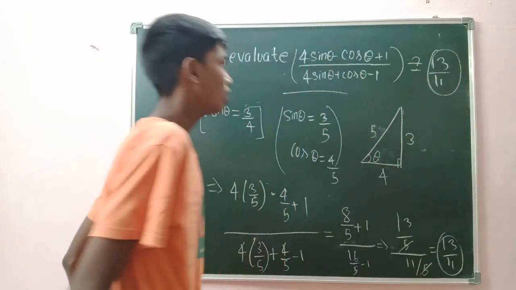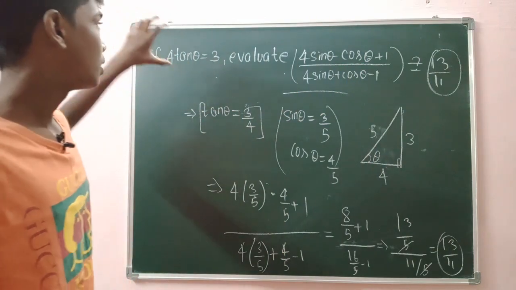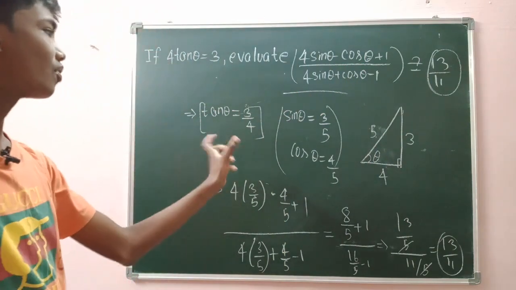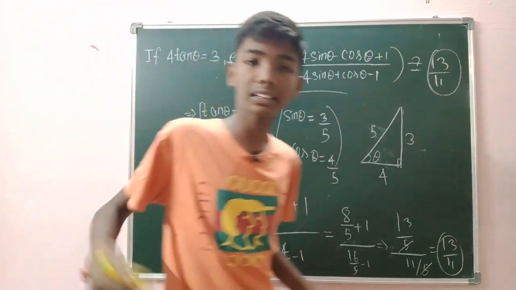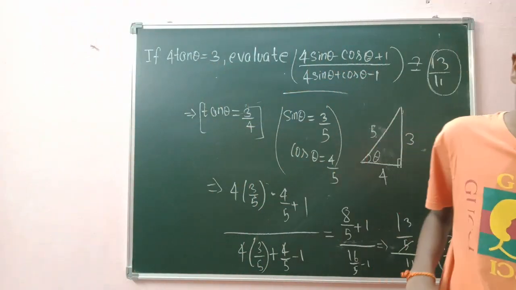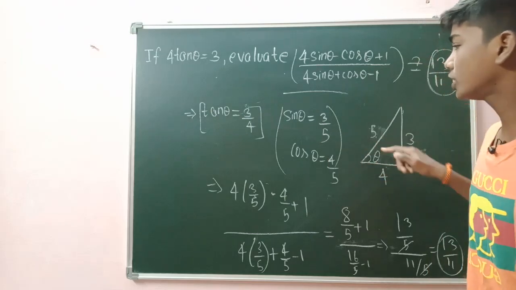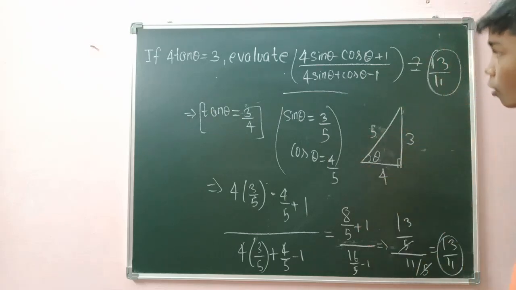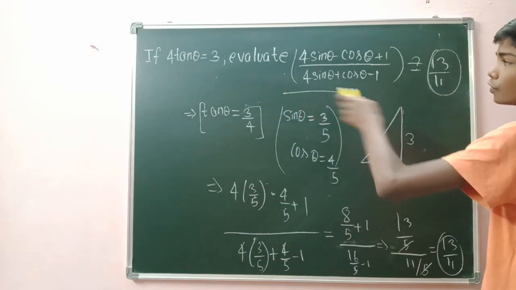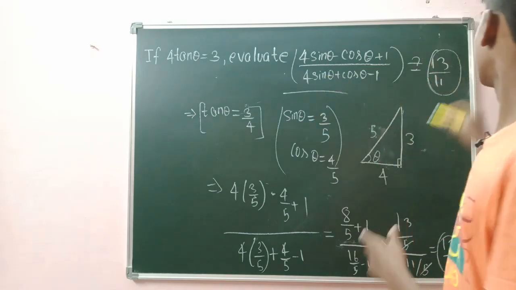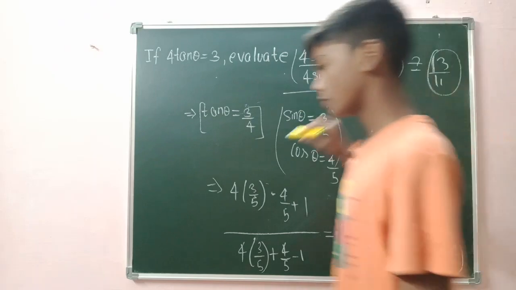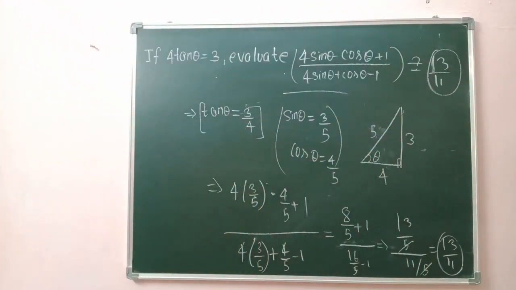That's how we need to solve it. Just use the particular hint given in the question, 4 tan theta is equal to 3. From that, I can find the sin theta and cos theta values. Just use those values in this particular expression and get the value, which is 13 by 11. So that's all for this question. Let us move on to the next one.